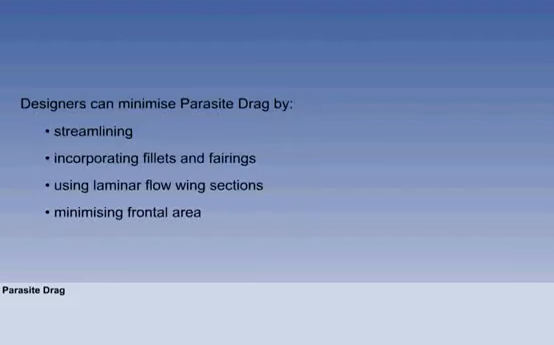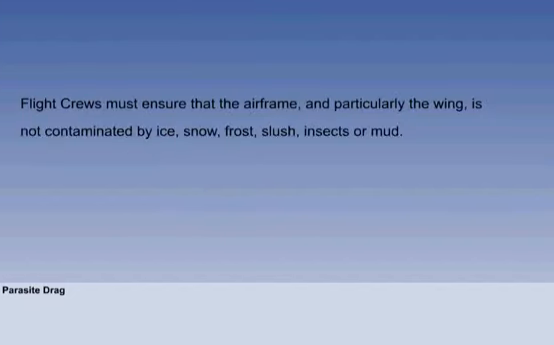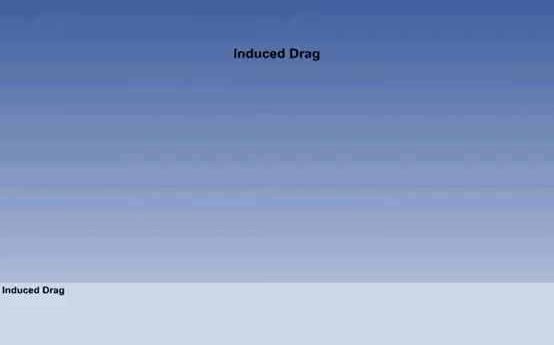Designers can minimize parasite drag by streamlining, incorporating fillets and fairings, using laminar flow wing sections, and minimizing frontal area. Flight crews must ensure that the airframe, and particularly the wing, is not contaminated by ice, snow, frost, slush, insects or mud. On induced drag, you will need to remember the following key points.